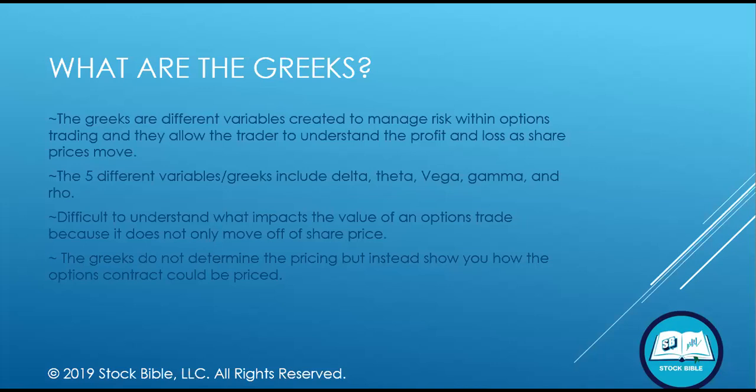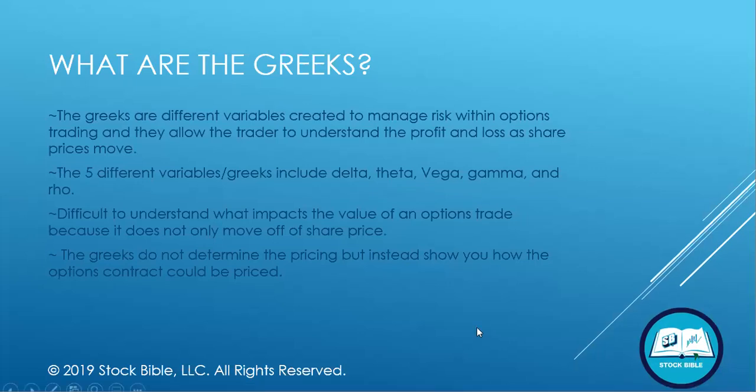If there's one thing you should know about options, it's that they're not just based off of share price. So we use the Greeks to see the other variables that affect the premium of the options contract, since it's not just share price that affects it. And there are 5 different variables, also known as Greeks: delta, theta, vega, gamma, and rho.